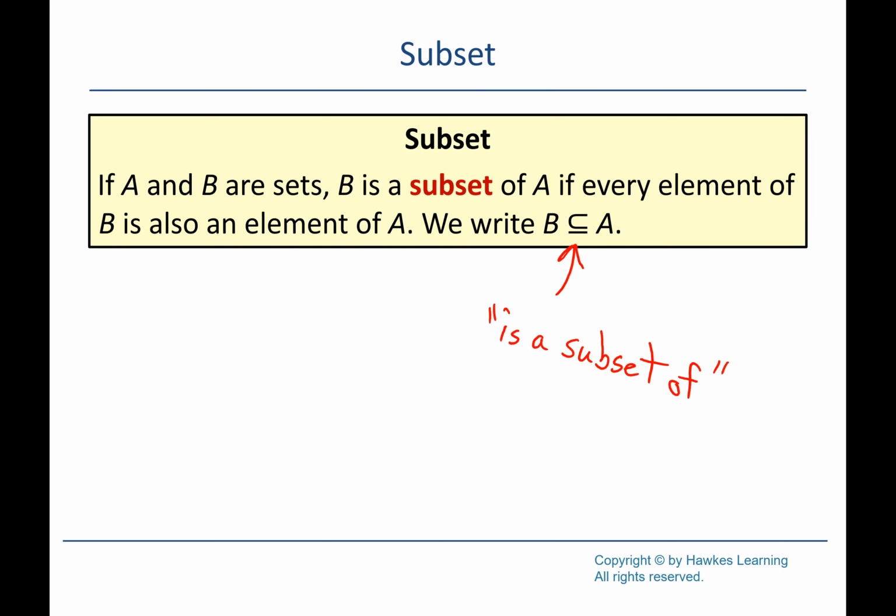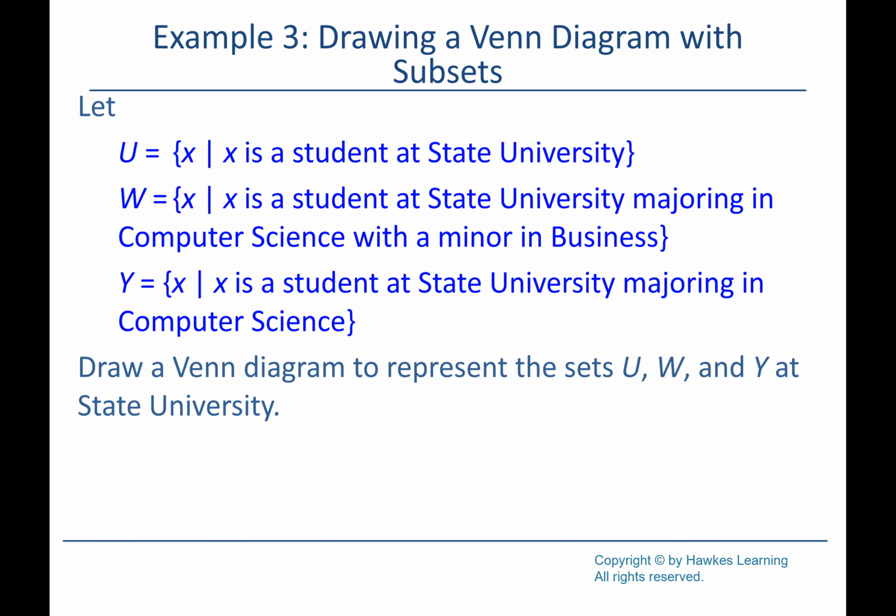All right, so let's think about what a subset would look like on a Venn diagram. That's our next little goal here. So let's look at this one. It says our universal set's going to be the set of students at State University. Set W is going to be the set of students at State University that are majoring in computer science with a minor in business. And then set Y is going to be the set of students at State University majoring in computer science. We want to draw a Venn diagram to represent these sets.